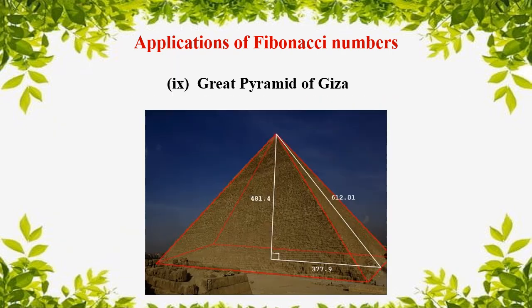So the next example is the Great Pyramid of Giza. This shows the golden ratio concept. The height of this pyramid is 481.4 meters and the base is 377.9 meters. So if we make this a right-angled triangle, by the Pythagoras theorem the hypotenuse will be 612.01 meters. We can calculate this by using the Pythagoras theorem. When we divide the hypotenuse by the base, we get the golden ratio, approximately 1.61950.